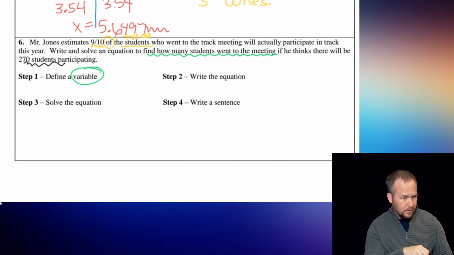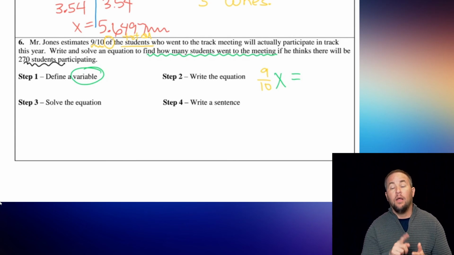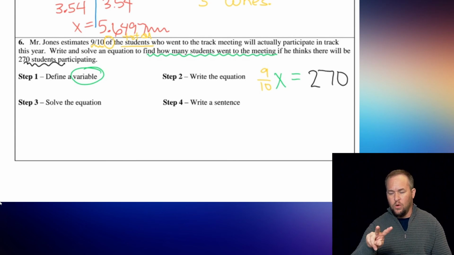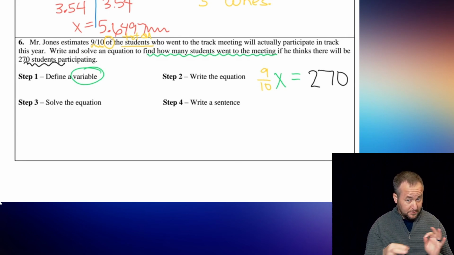So for defining that variable, I've already helped us out big time. Then for writing the equation, we are going to take 9/10 of the total people. Notice all of my green has to do with the exact same part of that variable. And then that final answer is going to be 270. So use that. I want you to solve the equation, write a sentence, and make sure that your variable is in fact defined. Go ahead and pause the video.